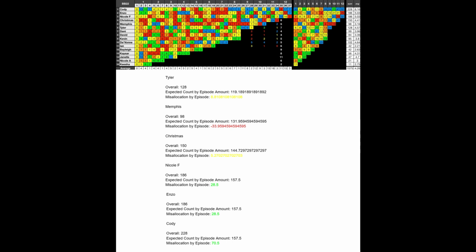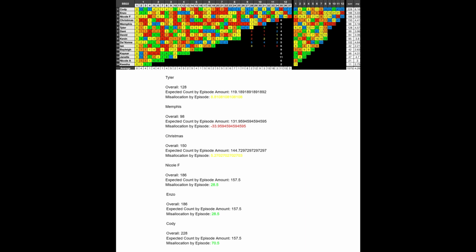Nicole F got 186 diary rooms, and her expected count by episode amount is 157.5, causing for a misallocation amount of 28.5. And I believe in all three of her seasons, she always got more distribution when it comes to her diary room count, or it's bloated. Enzo got 186 diary rooms, like Nicole, and his expected count by episode amount, like Nicole, is 157.5. And like Nicole, he has a misallocation amount of 28.5. I've never seen something where two finalists have the exact same amount of diary rooms and all that stuff, so I found that to be pretty neat.